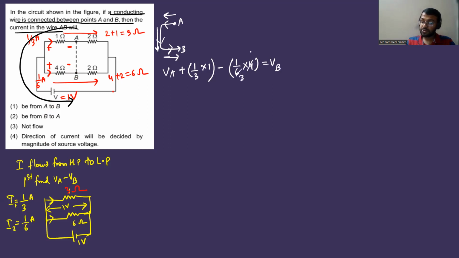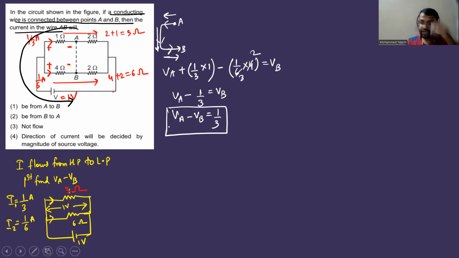So 2 3s are 6, 2 2s are 4, 1 by 3 minus 2 by 3. How much is that? 1 minus 2 is minus 1, so minus 1 by 3 equals VB. Therefore, we get VA minus VB equal to 1 by 3. That means VA minus VB we got as a positive value. Means A is at a high potential and B is at a low potential. We got a positive value, means A is higher than B.